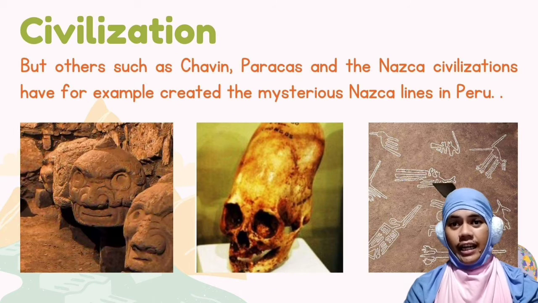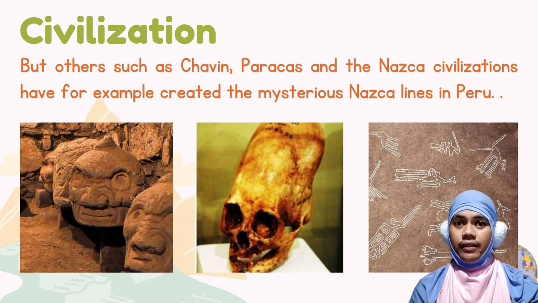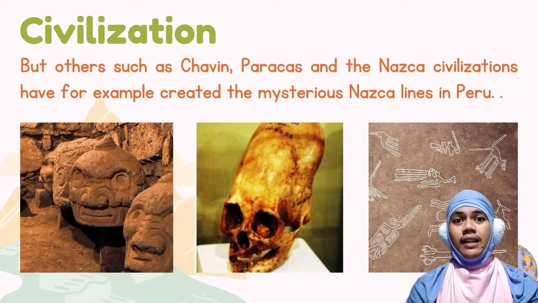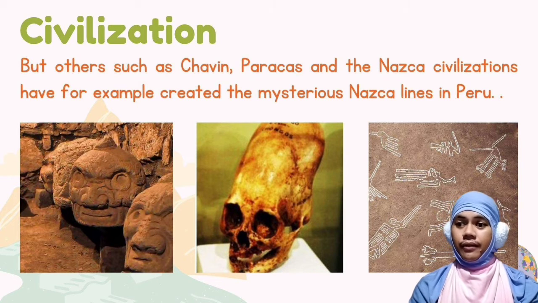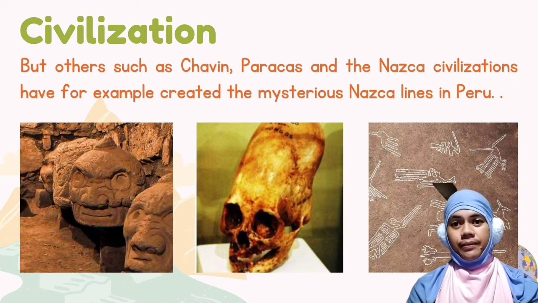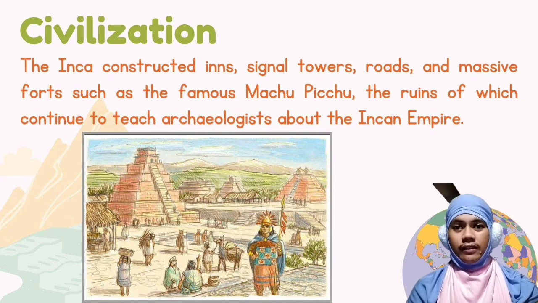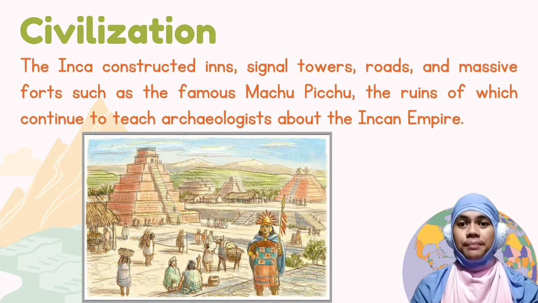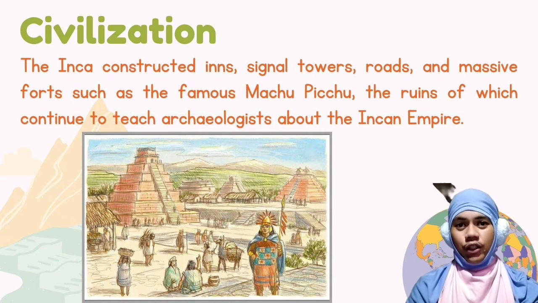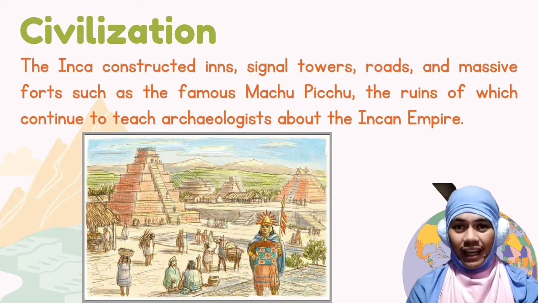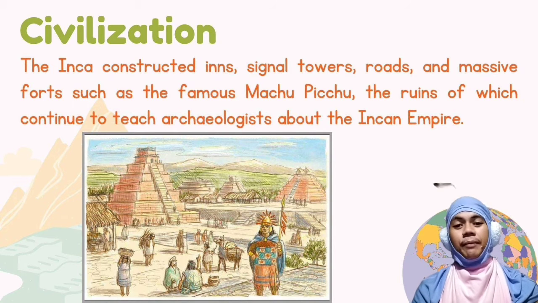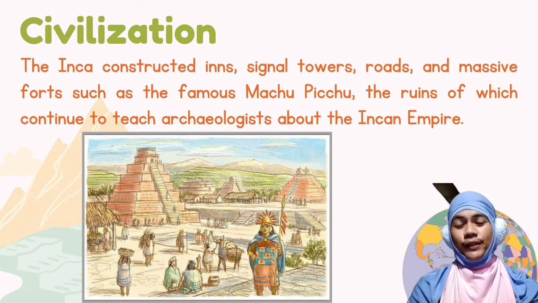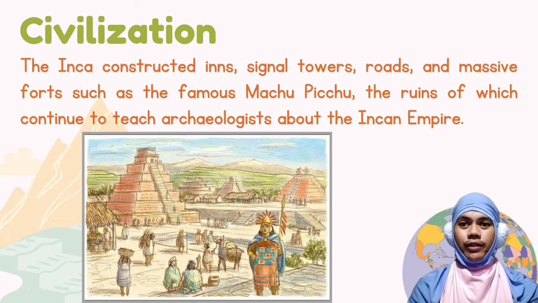Others such as the Chavin, the Paracas, and the Nazca civilizations existed before. For example, they created the mysterious Nazca lines in Peru. Here you can see the pictures below. The Inca also constructed inns, signal towers, roads, and massive forts such as the famous Machu Picchu, the ruins of which continue to teach archaeologists about the Incan Empire up to today. Here is a picture of Machu Picchu from Peru. This is also known as one of the new 7 wonders of the world.